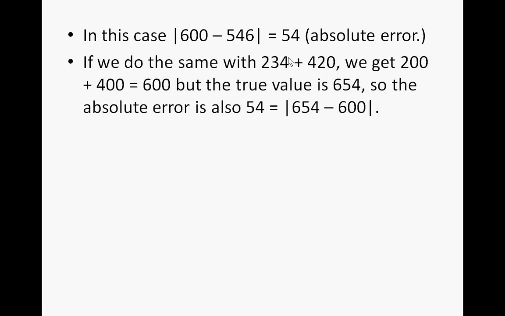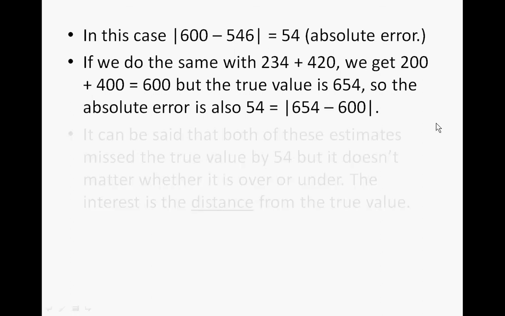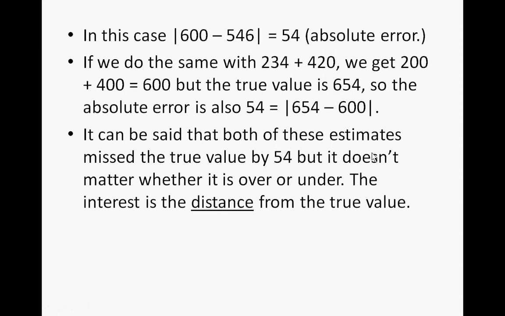So let's do the same thing with these two numbers, 234 plus 420. You're going to get 200 plus 400 is 600 again. But the true value, when you add these together, is 654. So the absolute value, or absolute error here, is also 54 if you subtract the estimate from the true value. So it can be said that both of these estimates missed the true value by 54, but it doesn't matter whether it's over or under. So what we're interested in is the distance from the true value.